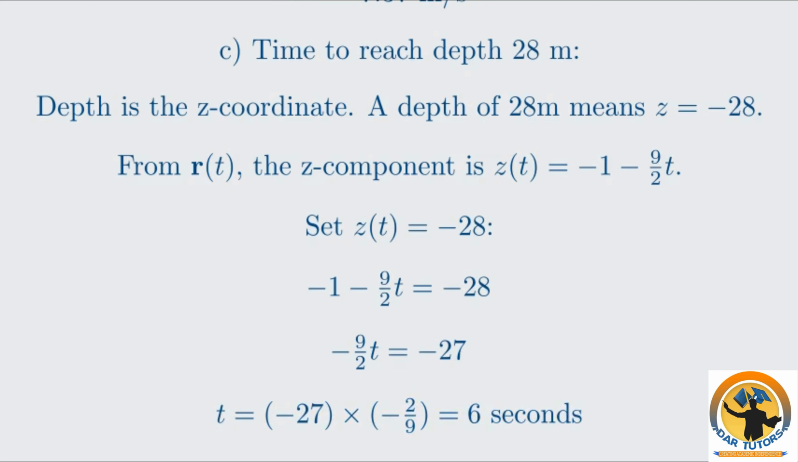This example demonstrates how to apply vector equations to solve problems in 3 dimensions, including interpreting coordinates as physical quantities like depth. This fulfills our third learning objective. Let's tackle a more complex problem, one that involves the relative motion of 2 objects. This is a common type of question in IB exams.